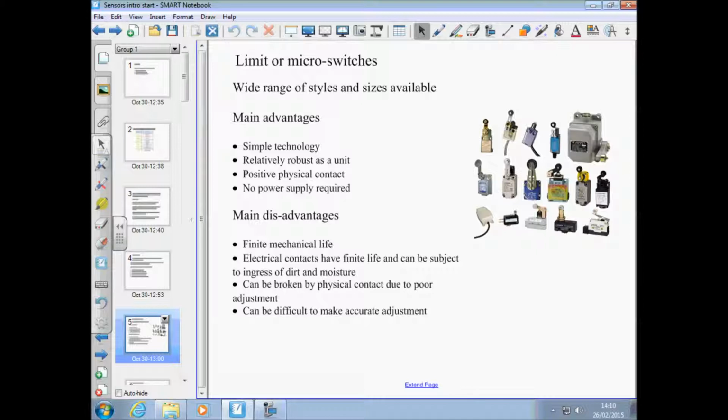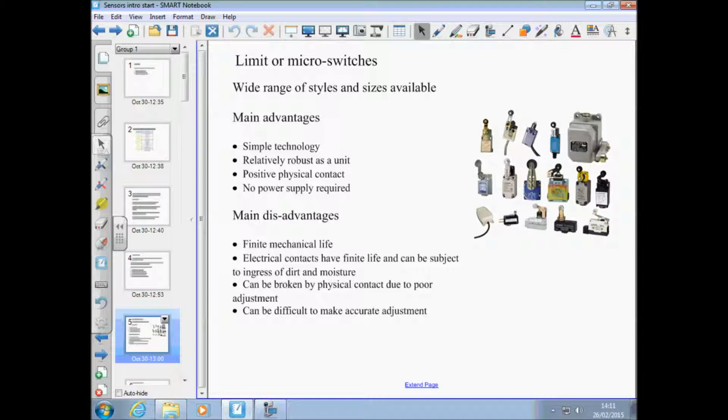Okay. If we look at limit switches and micro switches, there's a really wide range of styles and types available depending on what you want to do with them. The main advantage is that they're simple, they're robust, and as a unit there's a positive physical contact, so you can see whether a piece of equipment is making contact with and pushing the wheel down, and they don't require any power supply to operate. They are a clean set of contacts.